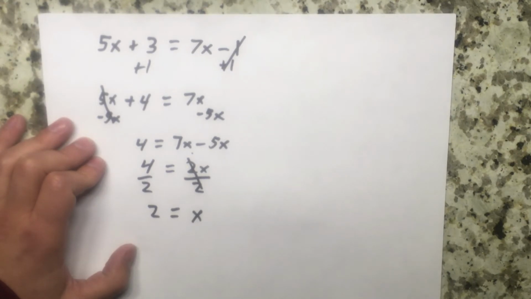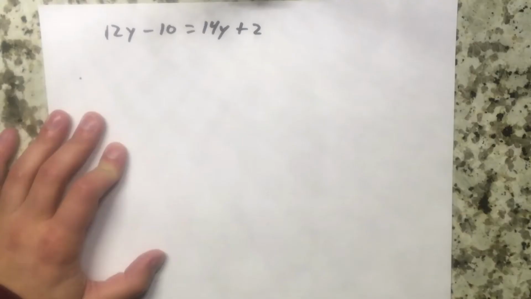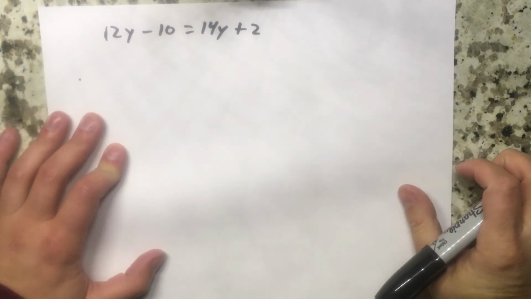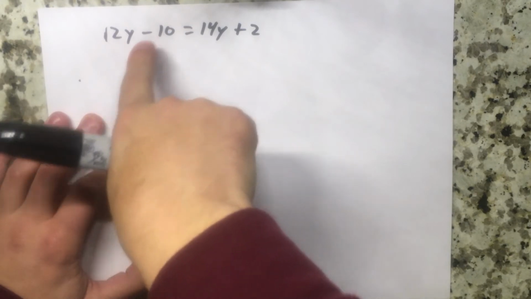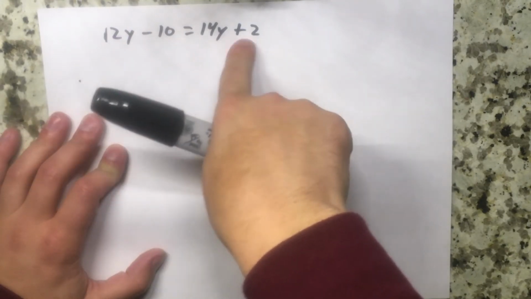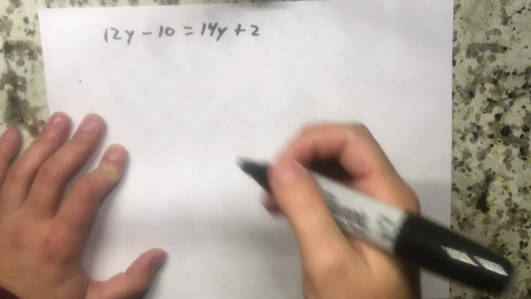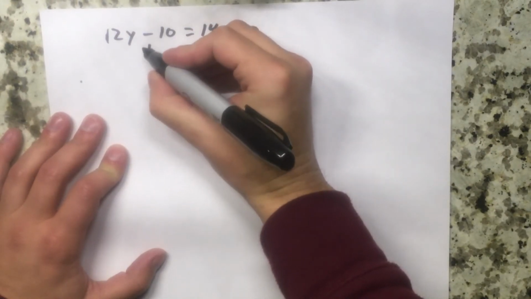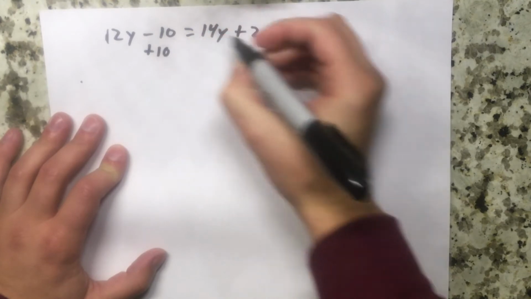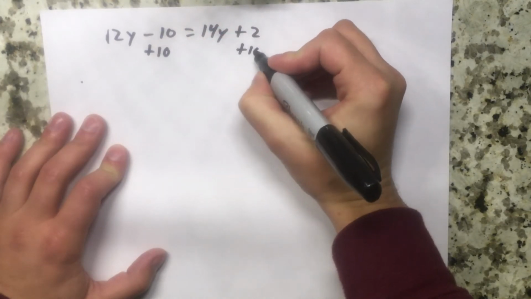Let's look at another problem. Let's take a look at this problem. We're going to be solving for y. We have 12y minus 10 equals 14y plus 2. Let's start out by taking this negative 10 and adding 10 to both sides.